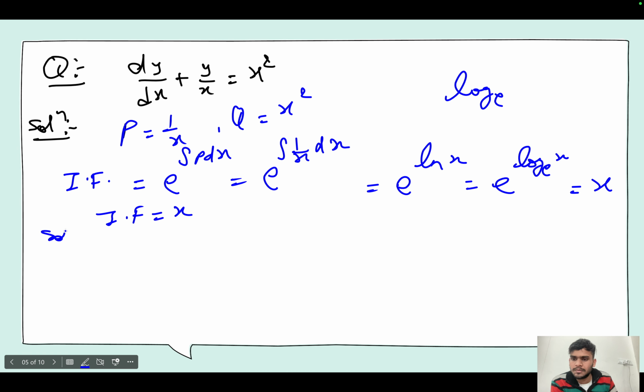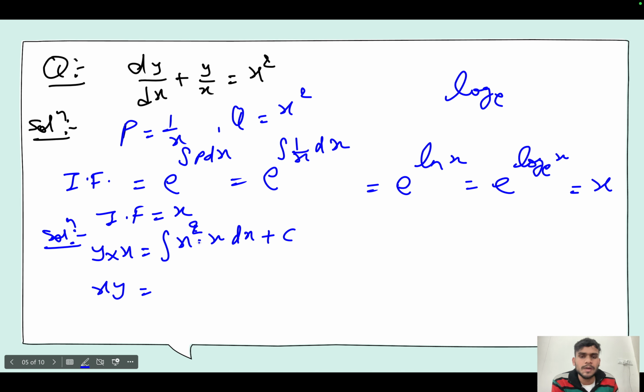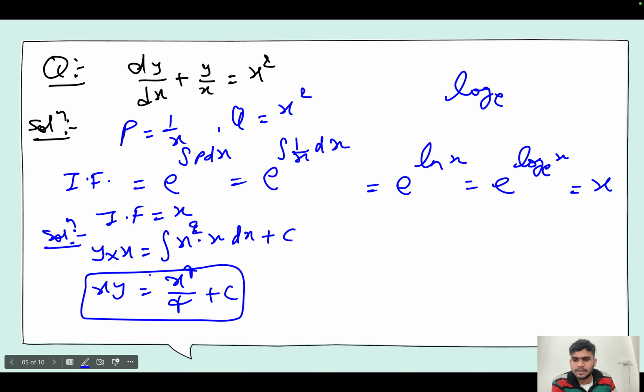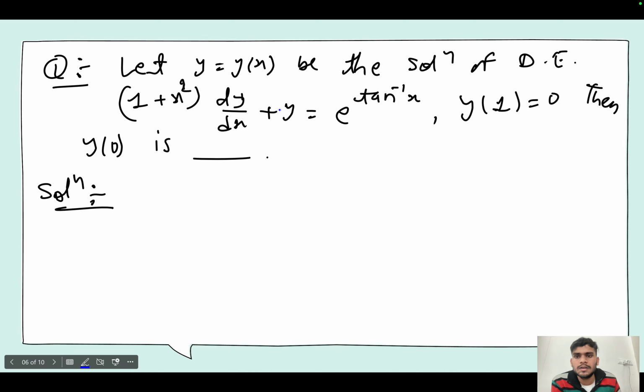Now what will be the solution? The solution is y times the integrating factor equals the integration of Q, that is x square, times x dx, plus c. So x times y equals the integration of x cube, which is x to the power 4 by 4, plus c. This is the required answer for this differential equation. Now moving to the next question.